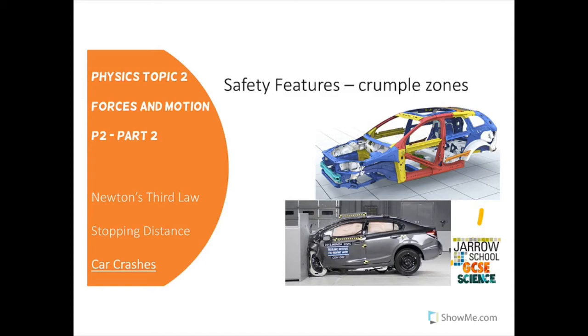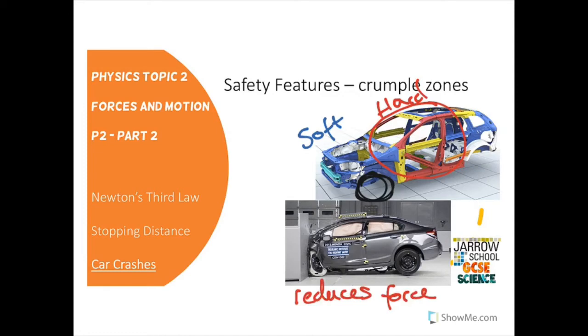And the first thing is crumple zones. If you look at how cars are designed, they have a hard shell, which is where the passengers sit, but the front of the car is made out of softer metals, such as aluminium, and they also have the nice squashy rubber tyres. And this acts like a spring, and this reduces the force on the passenger.